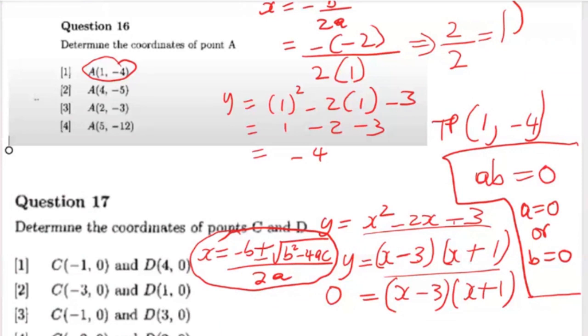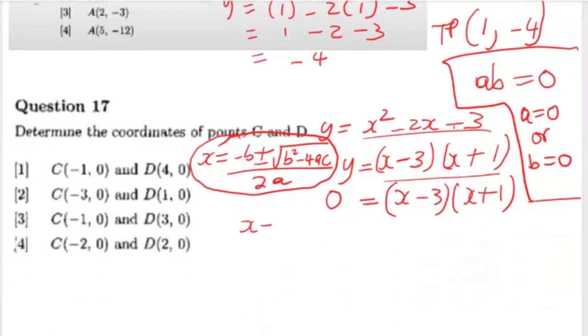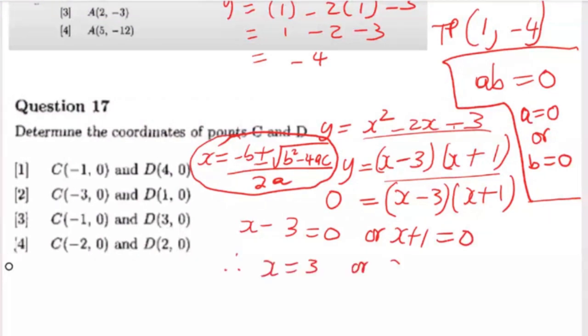So here, I'm going to say my x minus 3 is equal to 0, or my x plus 1 is equal to 0. So therefore, my x is equal to 3, or my x is equal to minus 1. Those are my x coordinates.